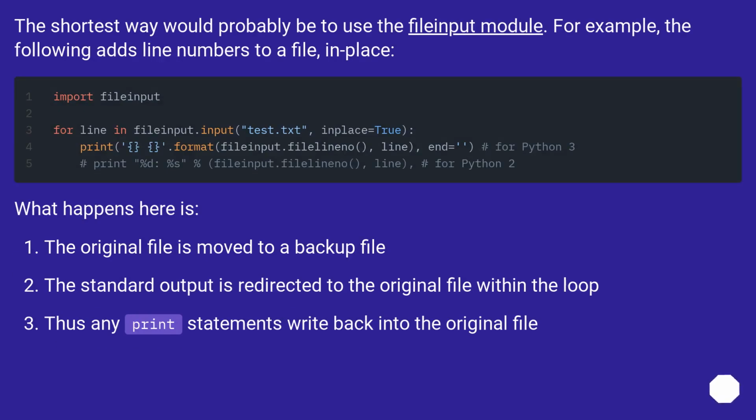The shortest way would probably be to use the fileinput module. For example, the following adds line numbers to a file, in place. What happens here is, the original file is moved to a backup file, and standard output is redirected to the original file within the loop, thus any print statements write back into the original file.